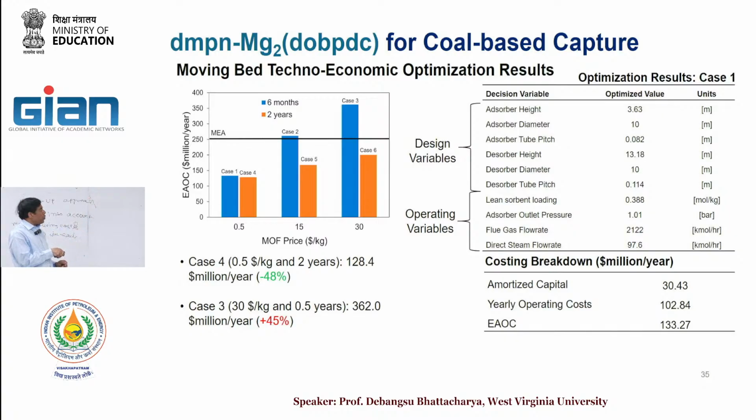So these things actually conflict with each other. You can go for a cheaper one, but in that case, there is not much of a difference, 6 months versus 2 years. If you go for the costly one, you see the differences keep increasing, right? So this is the main takeaway message: as the MOF price or the material price keeps increasing, the relative differences in the economics due to the lifespan will keep increasing. Okay? Yeah, and this shows you the capital cost and all of those things.